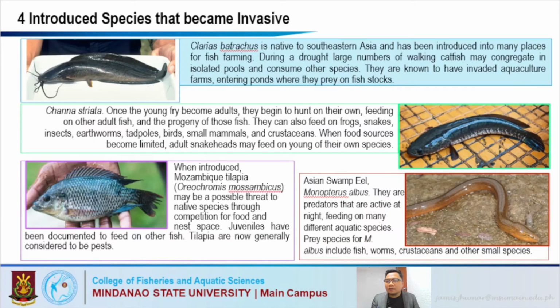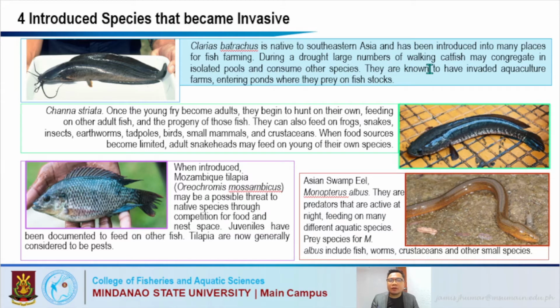And then we have the four introduced species that became invasive. As mentioned earlier, not all species that are introduced are invasive, but there are also introduced species that may cause harm, and we call them invasive. Now, among them are these four: the Clarias batrachus, which is native to Southeastern Asia and has been introduced to many places for fish farming.